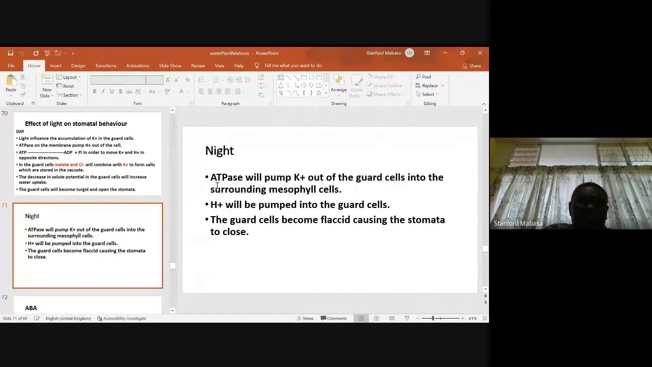Later on, when we talk about photosynthesis, it may help us to understand what is actually happening. But for the time being, this is how the stomata is regulated so that it can actually allow water to escape or not to escape.